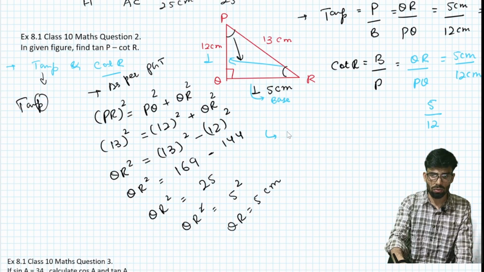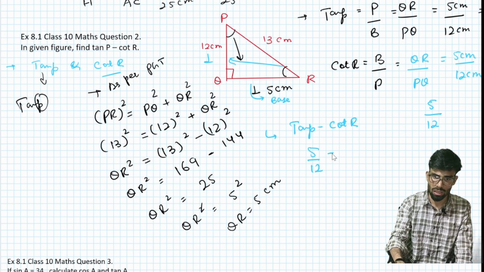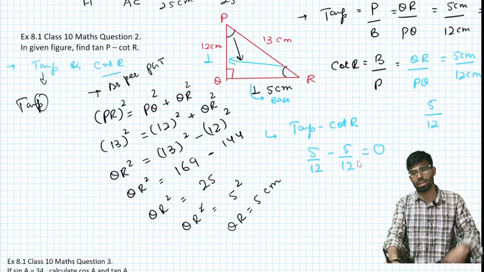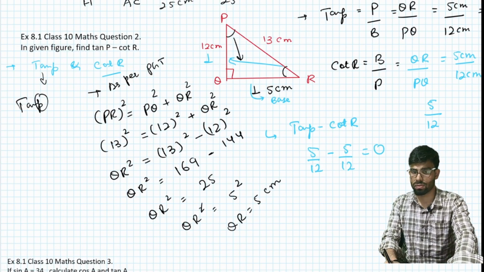But we have to find tan P minus cot R. Tan P was 5 upon 12 minus cot R was 5 upon 12. It will come out as 0. This is the complete solution of this question.